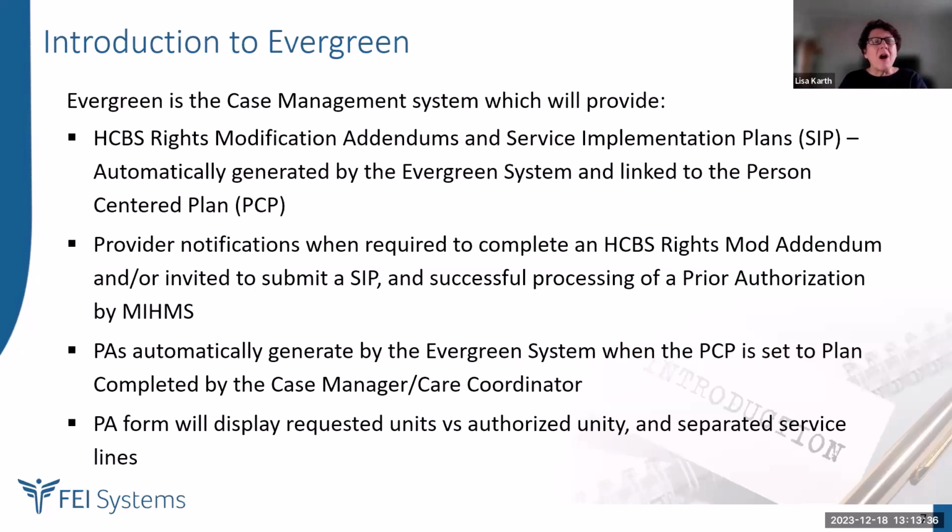And you know what? The prior authorization form, and I think this is so great, it's not only going to display the requested units versus the authorized units, it's also going to display the utilization. So each service has its own line, and you're going to use whatever your process is to submit claims. Once they are paid by MMIS, that information flows into Evergreen so the utilization is tracked. So that should you ever have any questions about it, you can go into the prior authorization and easily check it out.